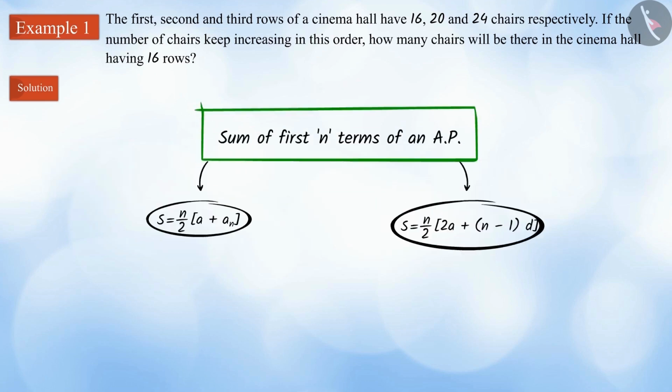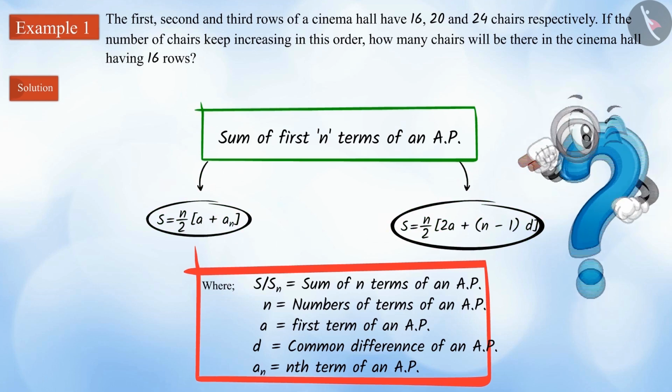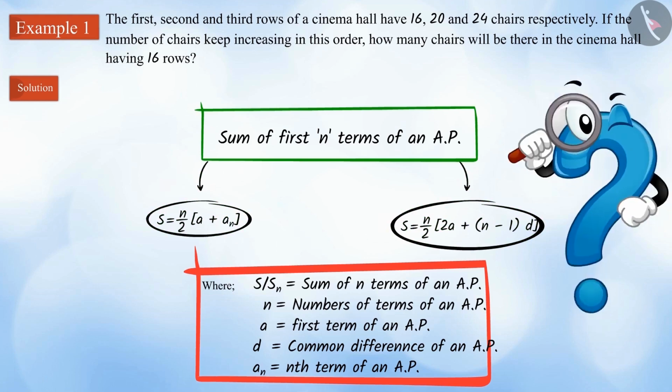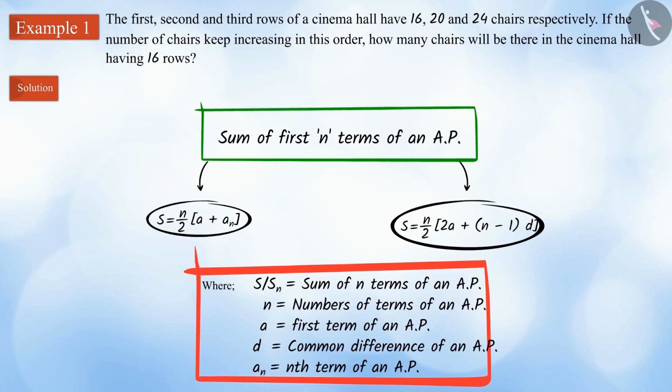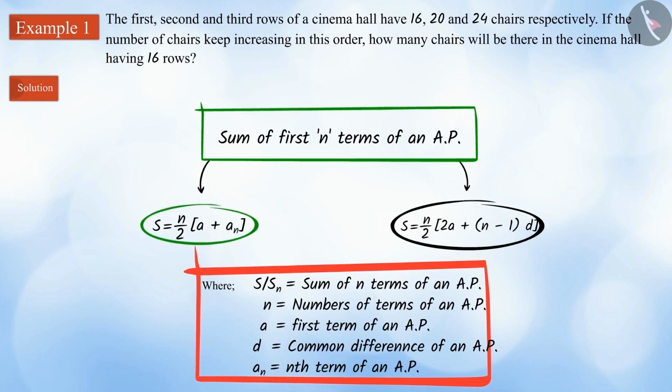We saw in the last video how we can find the sum of the first n terms of the arithmetic progression with the help of two formulas. Can you tell which formula we should use here? Because we know the number of terms and the common difference, we will use this formula here. If we knew the nth term of an arithmetic progression, then we could use the second formula.